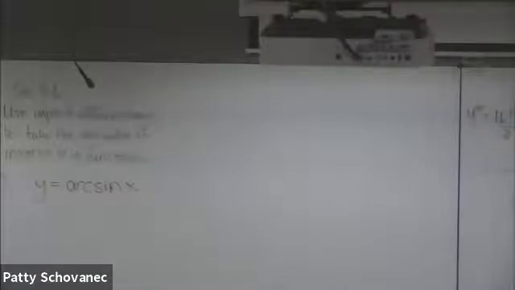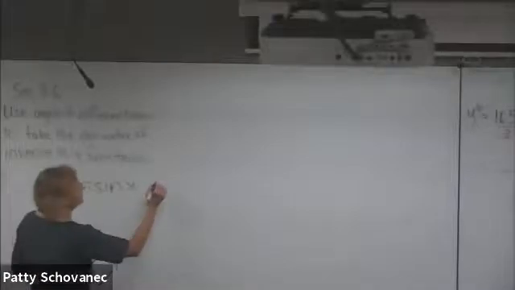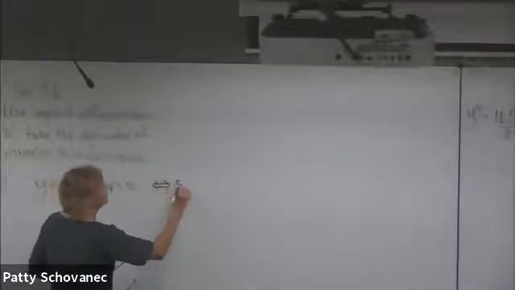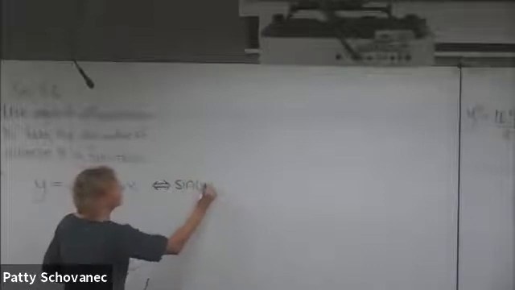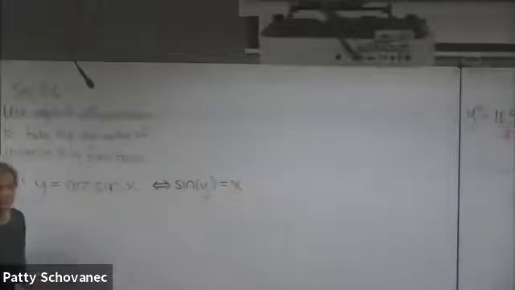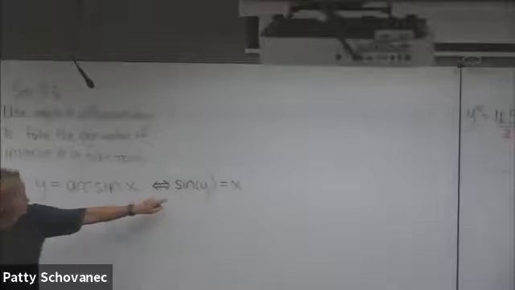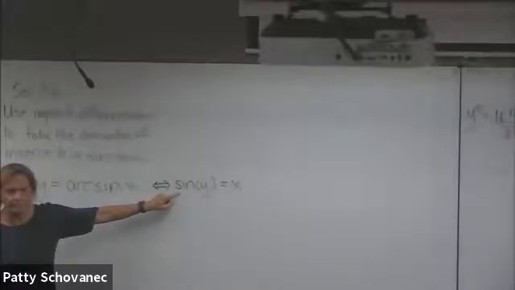The arc sine of x came from trying to find the angle that we would take the sine of to get x. So I'm going to rewrite this line in its equivalent form. To say y is equal to the arc sine of x is the same thing as saying the sine of that number y gives us x. Right? So now I'm looking for y prime, but let's find y prime from here using implicit differentiation.